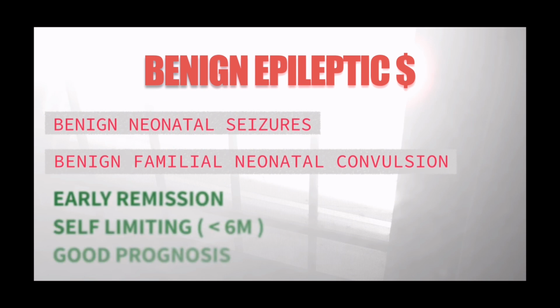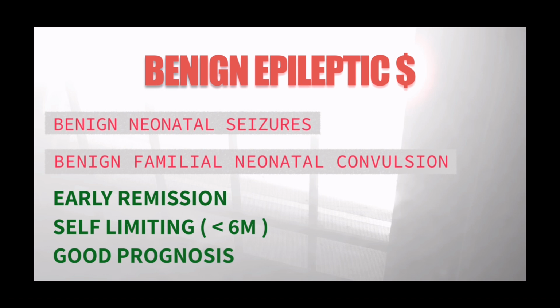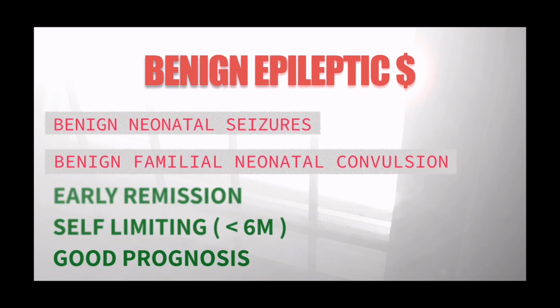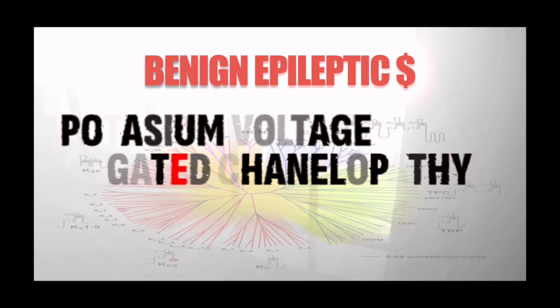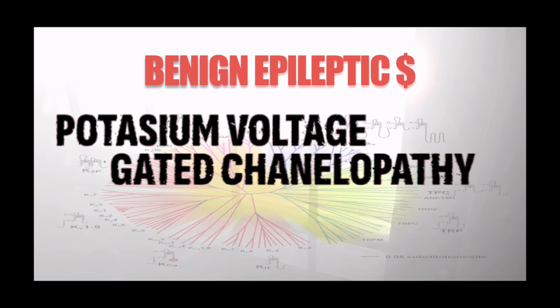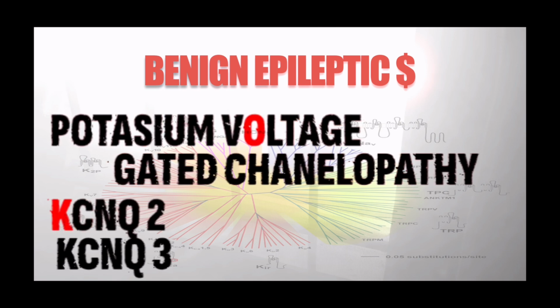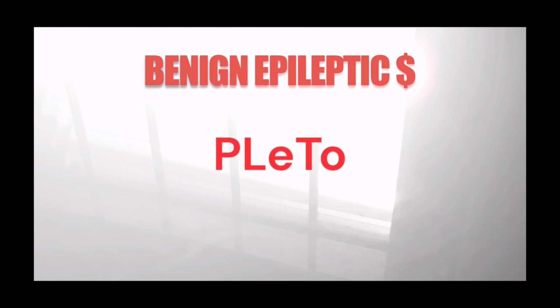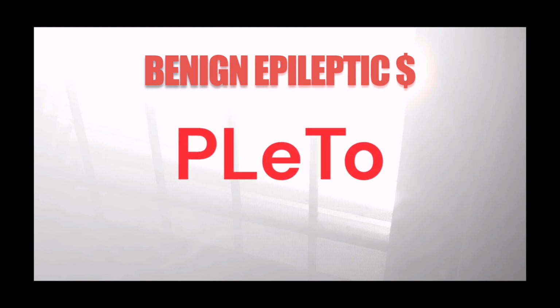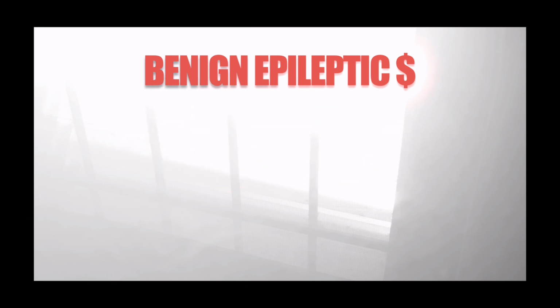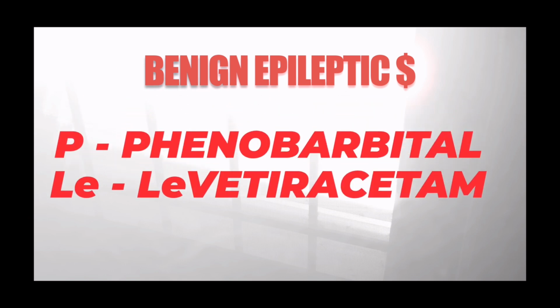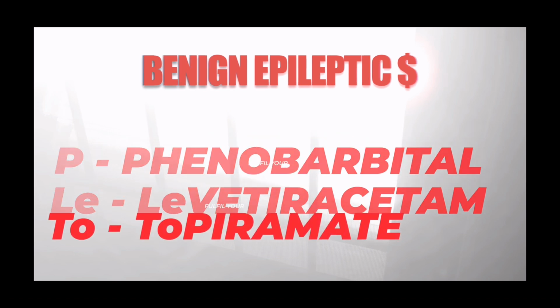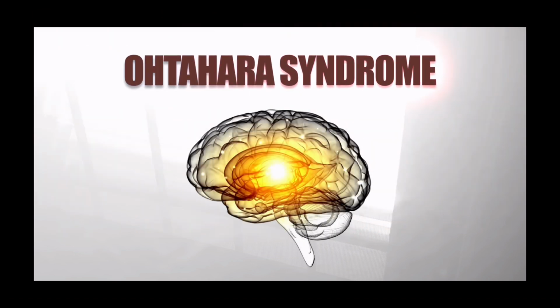Actually, both are characterized by early remission, self-limiting, usually they disappear before 6 months of age, and having good prognosis. Both usually occur due to potassium voltage-gated channelopathy caused by genetic abnormality in gene KCNQ2 and KCNQ3, and both are treated by phenobarbital, levetiracetam, and topiramate. And here I'm just reminding you with the mnemonic PLETO, P for phenobarb, LE for levetiracetam, and TO for topiramate or Topex.